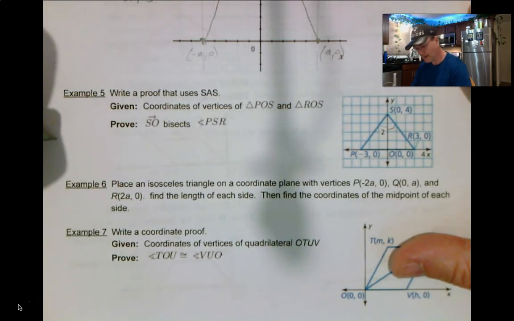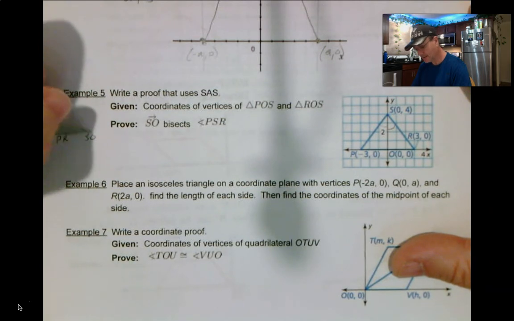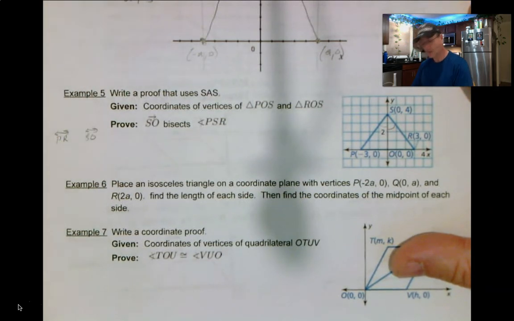line PR, or the x-axis, and line SO, or the y-axis? What do we know about them? We know they're perpendicular.